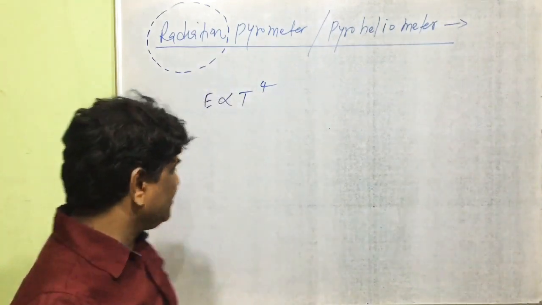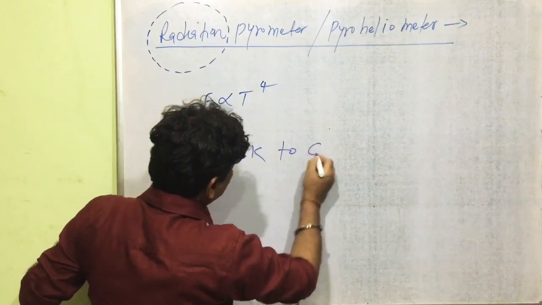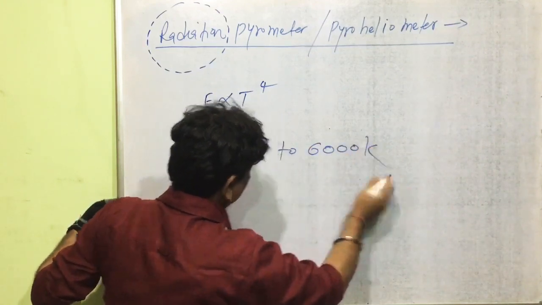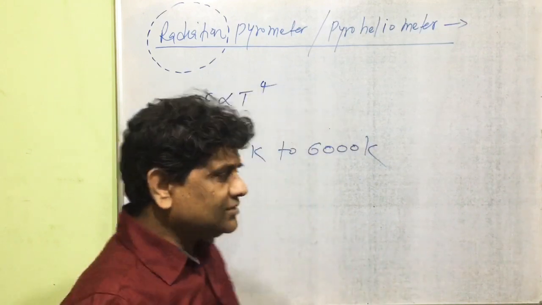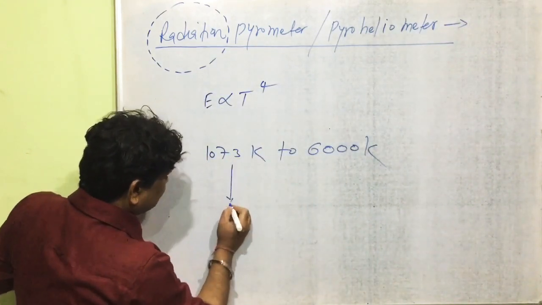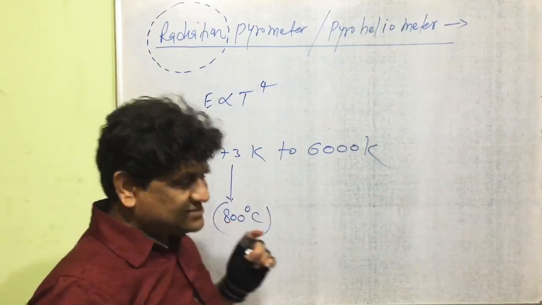Now what is the temperature range? It is 1073 Kelvin to 6000 Kelvin. This is the temperature range of a radiation pyrometer. We can take this value in degrees Celsius; its value will become equal to 800 degrees Celsius.